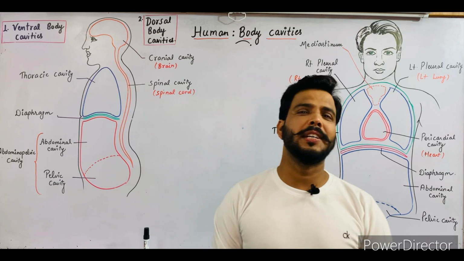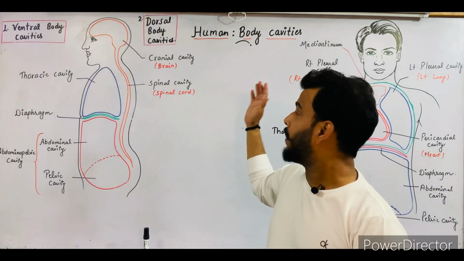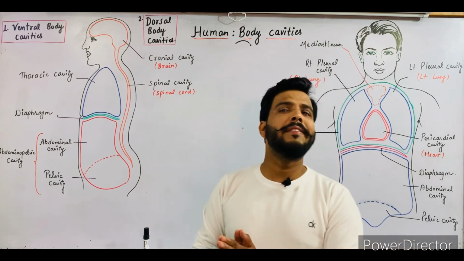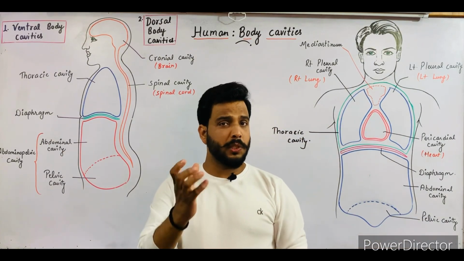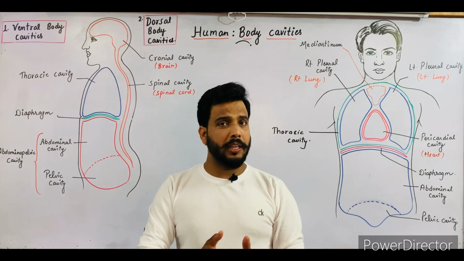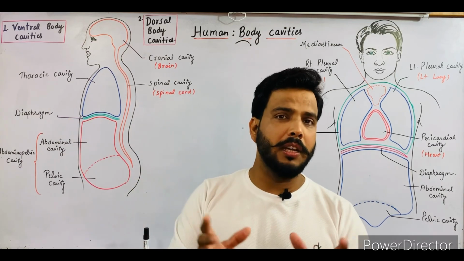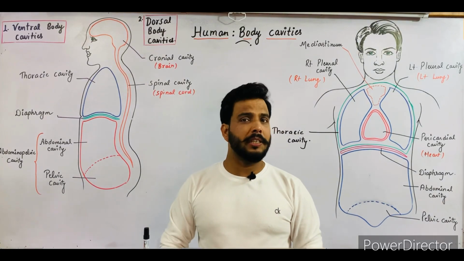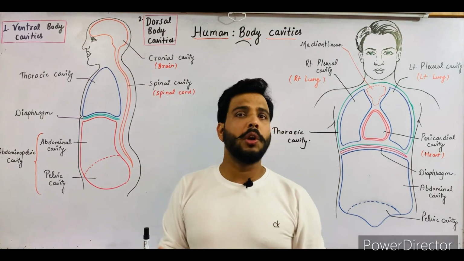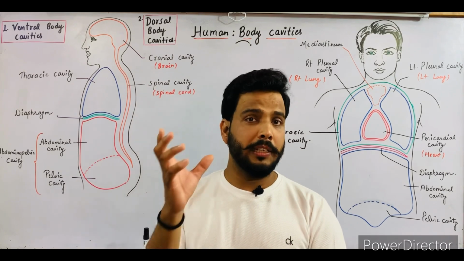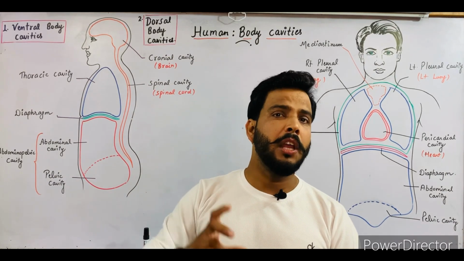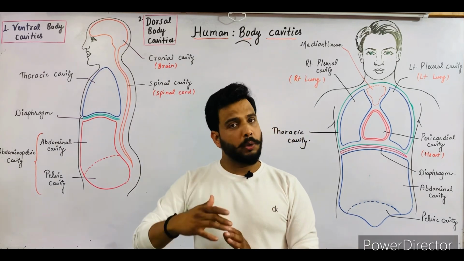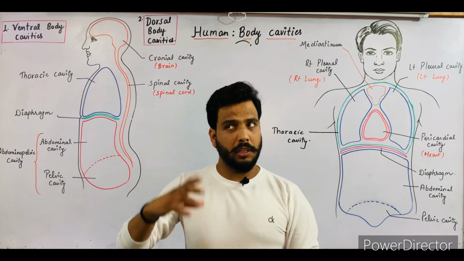Students, today I am going to start a new topic, that is human body cavities. So what is the meaning of body cavities? Actually body cavities are the vacant space of our body inside which different kinds of organs are situated. Suppose that this is our body and all the organs are present inside this body. These organs are present inside the hollow spaces of the body, which are known as the body cavities. So it is very important to know about the body cavities before knowing the human physiology.